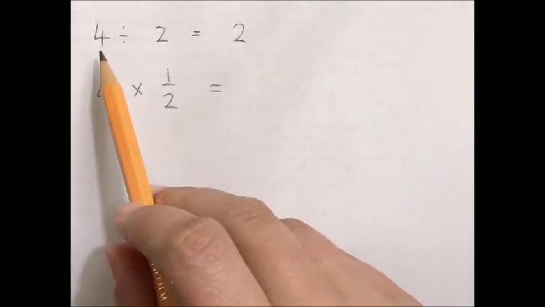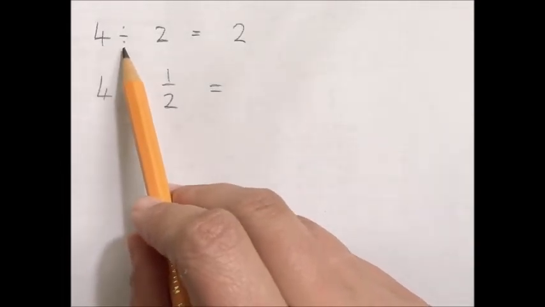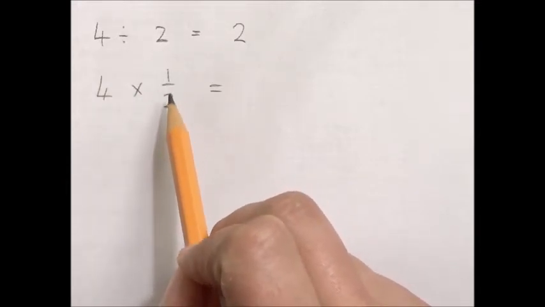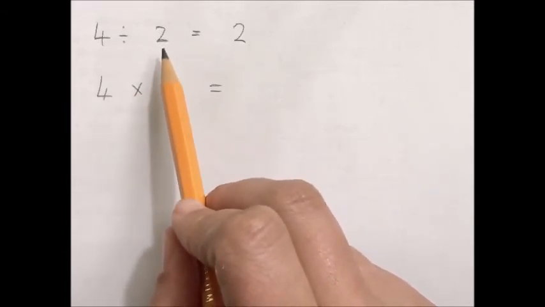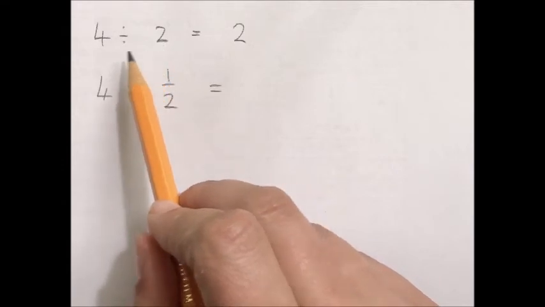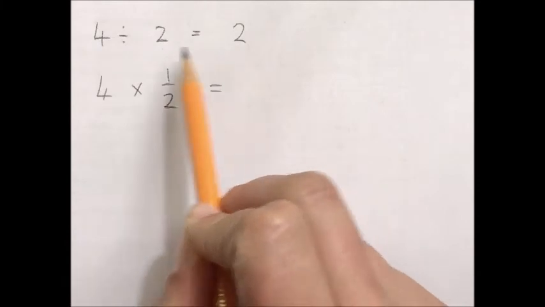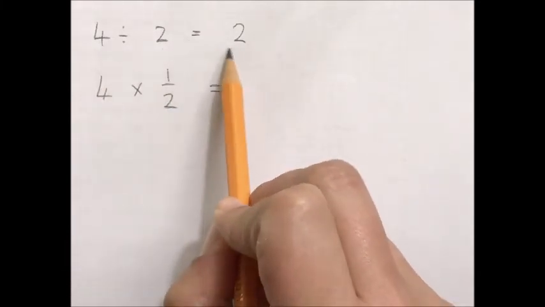If we say, what is the half of 4? We then say 4 divided by 2 because we know a half is 1 out of 2 parts. So a half means there's 2 parts and you need to add the two together to get one whole. So 4 divided by 2 gives you 2. So half of 4 is 2.